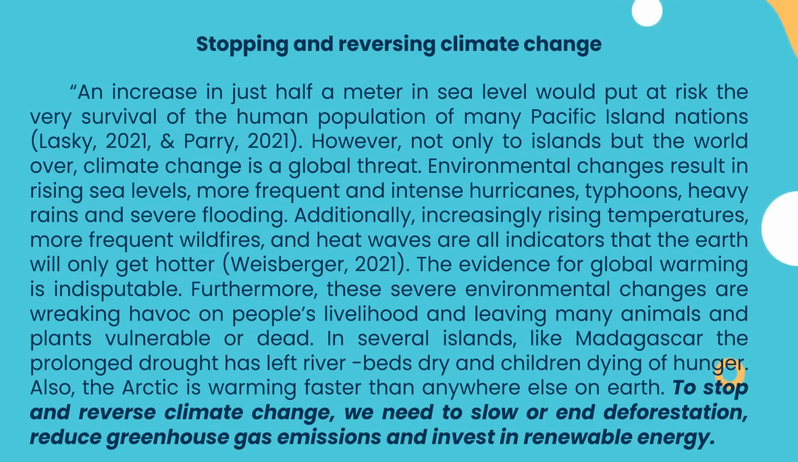Furthermore, these severe environmental changes are wreaking havoc on people's livelihood and leaving many animals and plants vulnerable or dead. In several islands, like Madagascar, the prolonged drought has left riverbeds dry and children dying of hunger. Also, the Arctic is warming faster than anywhere else on Earth. To stop and reverse climate change, we need to slow or end deforestation, reduce greenhouse gas emissions, and invest in renewable energy.